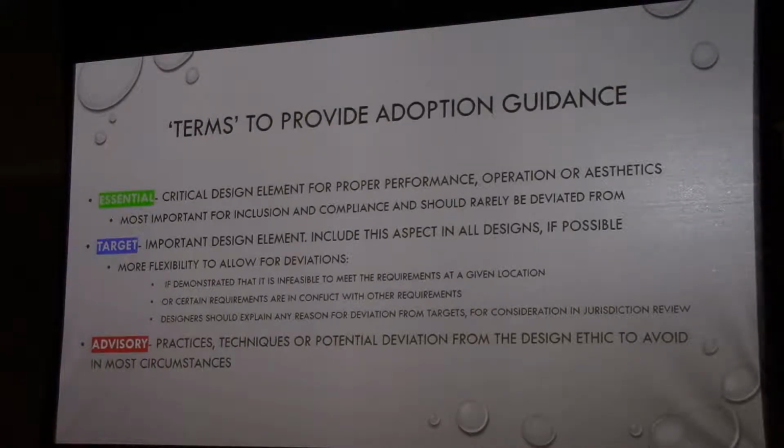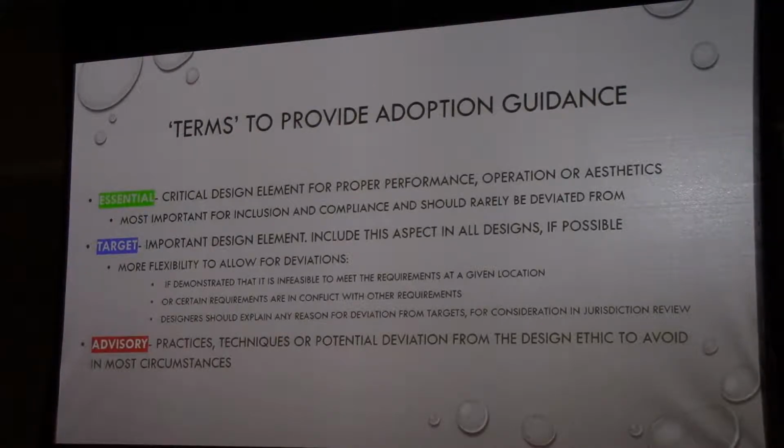It's not just about adoption guidance, but also about design guidance. When you're trying to design a stormwater wetland, you might have trouble making all these elements meet because they are all nested and working together. Which thing is most important? Which thing, if I can't quite achieve it, can we make some concessions on? That's the thought process in design: what's most important? Is it essential, a critical design element for performance, for operation, for aesthetics? Or what's most important for inclusion and compliance and rarely should be deviated from? Those things in the newer chapters that we're putting together, we're highlighting as essential.